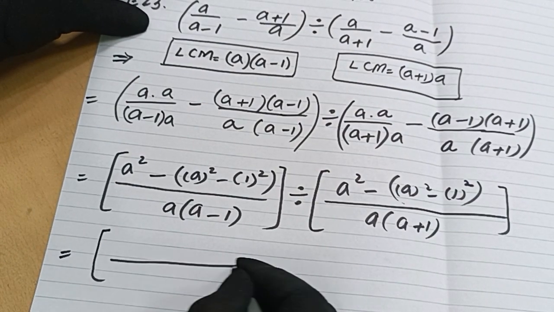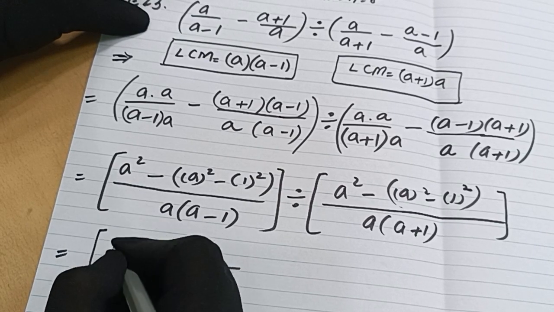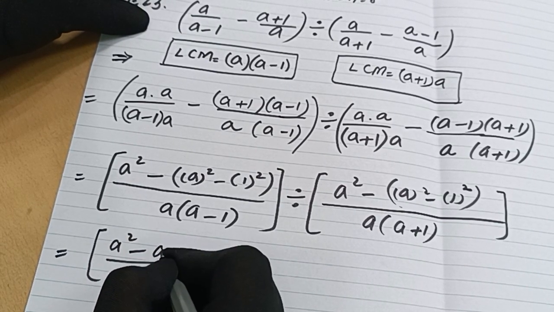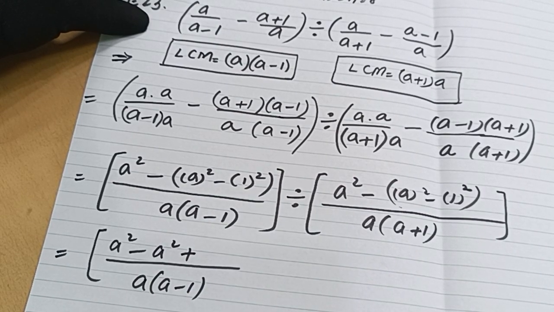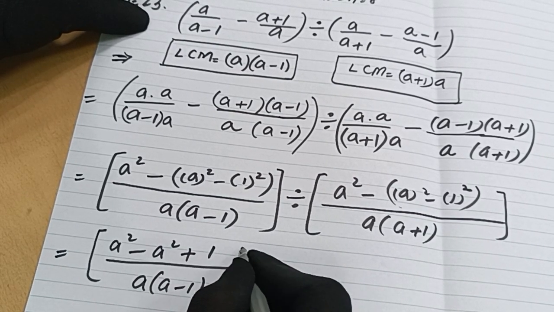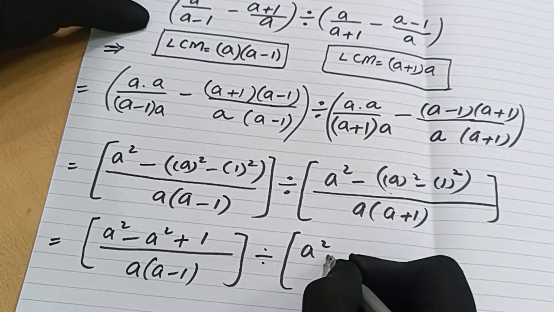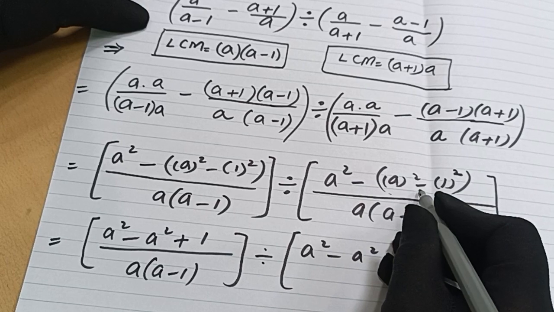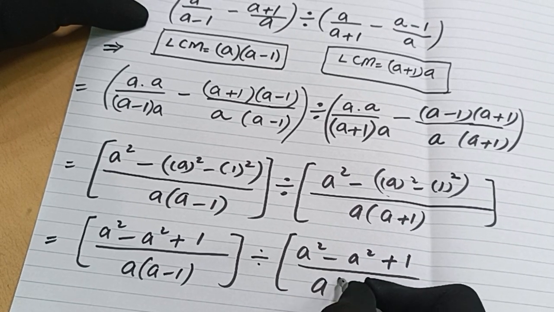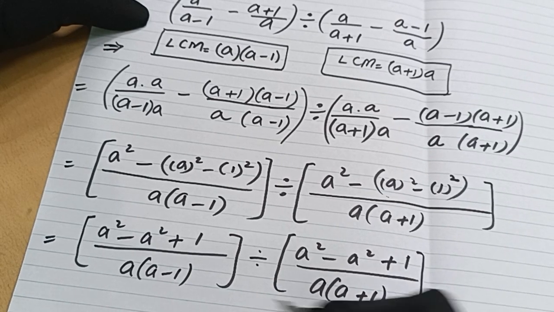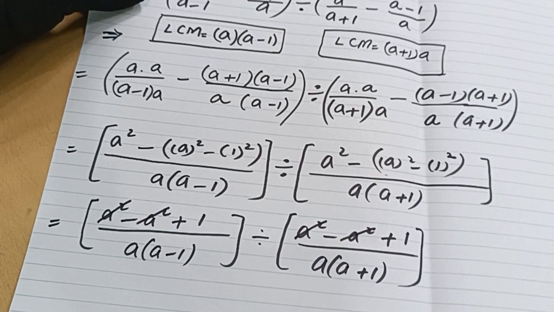At this step now, A times A minus 1, upper one, now we can open the bracket. A square minus A square minus minus plus 1 square becomes 1. Good. A square minus A square is, minus minus plus, 1 square becomes 1, divided by A times A plus 1. A square minus A square cancel. A square minus A square cancel.